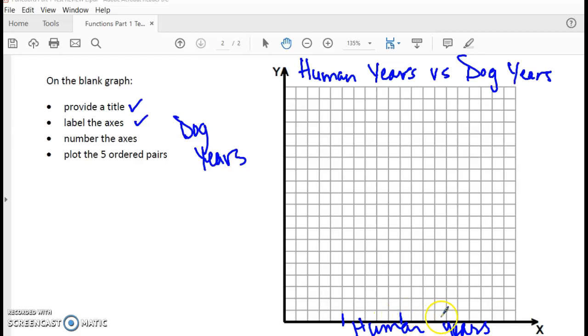2, 3, 4. And the same thing here. Every 5 could be 7. All right, and go up. And then you graph the ordered pairs. The first one is 0, 0. Don't forget, because you'll lose points. I want you to finish this on your own. Okay, do that on your own.